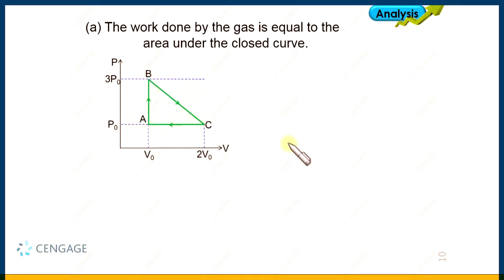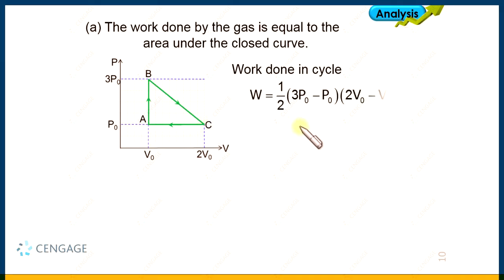So, let us calculate the work done by the cycle, equal to 1 by 2 into (3 P naught minus P naught) multiplied by (2 V naught minus V naught), right. And 3 P naught minus P naught is 2 P naught, and 2 V naught minus V naught is equal to V naught. So, this is equal to 1 by 2 into 2 P naught multiplied by V naught, that is equal to P naught V naught. So, this is the work done in this cyclic process.